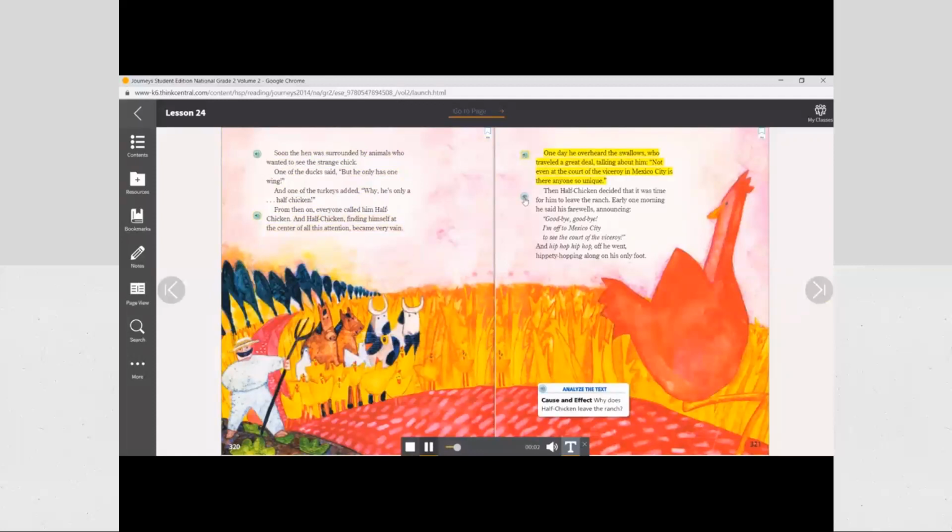One day, he overheard the swallows, who traveled a great deal, talking about him. "Not even at the court of the viceroy in Mexico City is there anyone so unique." Then Half Chicken decided that it was time for him to leave the ranch. Early one morning, he said his farewells, announcing, "Goodbye, goodbye. I am off to Mexico City to see the court of the viceroy." And hip hop, off he went, hippity hopping along on his only foot.